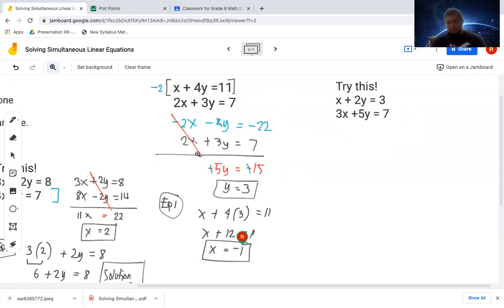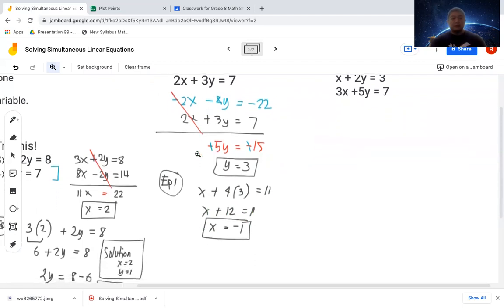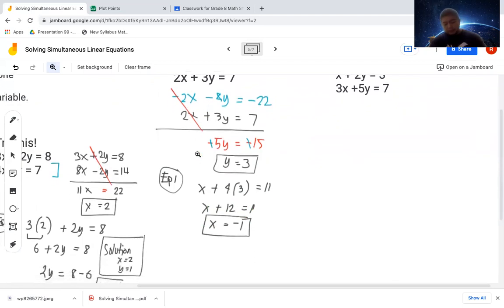All right, so as soon as you get the values for x and y, this will now tell us that the solution is x is equivalent to negative 1 and y is equivalent to 3.